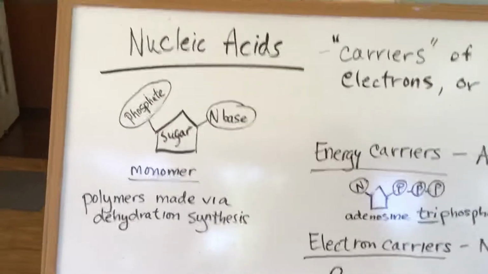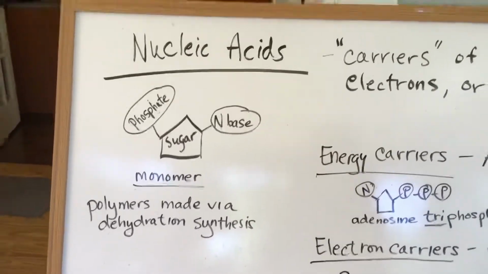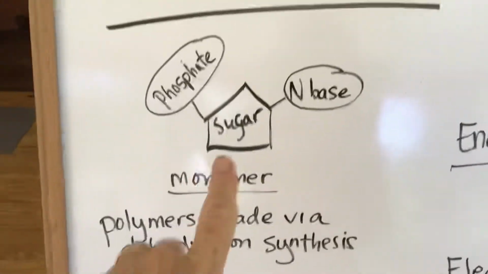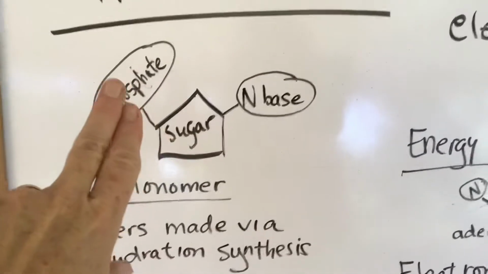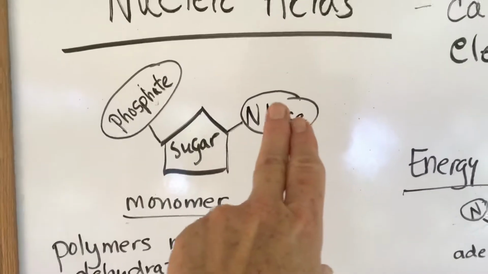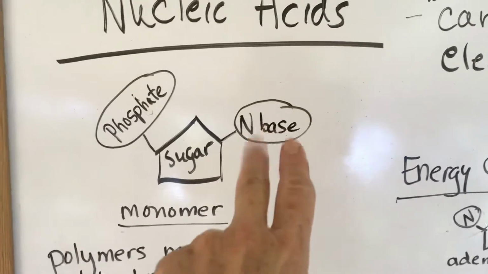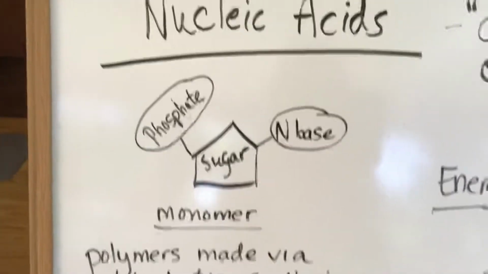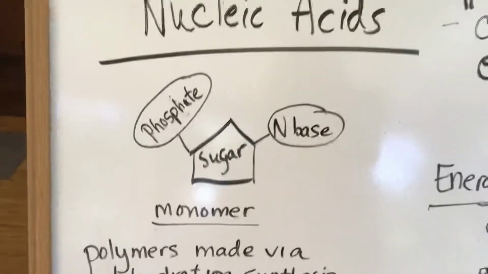The next type of organic molecule we're going to go over is nucleic acids. For nucleic acids, the monomer is made up of a sugar group, a phosphate group, and a nitrogen base group. The nitrogen base groups can vary, especially in a polymer, where you may have different nitrogen base groups, and so the monomer would be called different things.